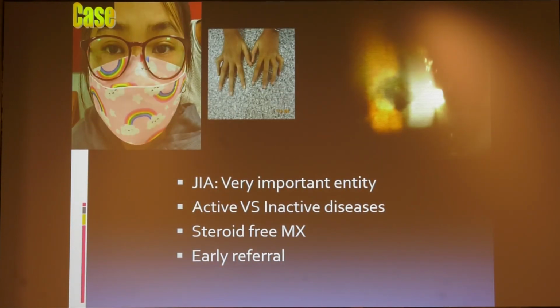Now, JIA is very, very important because you have to differentiate between active and inactive disease, and steroid-free management. As Dr. Meenakshi had told in our previous talk, in children you have to be very, very careful putting steroids, and also in JIA, steroid-free management is very, very important. And early referral to the uveitis expert and the rheumatologist is a must in this situation.